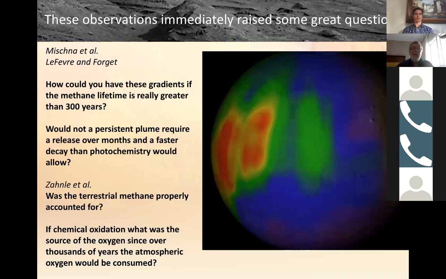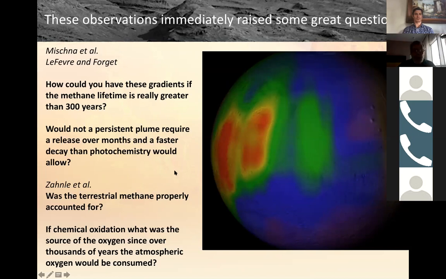But immediately it caused controversy in the scientific community. A couple of folks whose names are listed up top immediately asked, well, the photochemical lifetime that photochemistry predicts in the Mars atmosphere for methane, which is much shorter on Earth, but at Mars it's very long because there's not as much radiation reaching the planet. If it's really 300 years, then how could a plume go away in just a few months? And so you'd have to have a mechanism that we don't know anything about that would be making the methane go away.